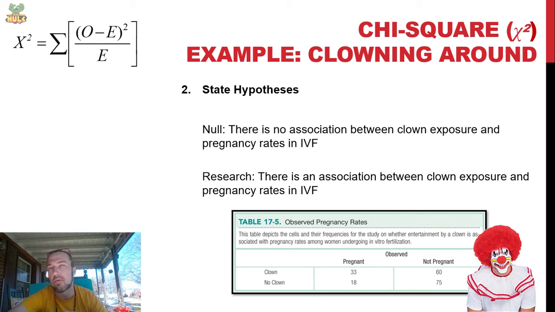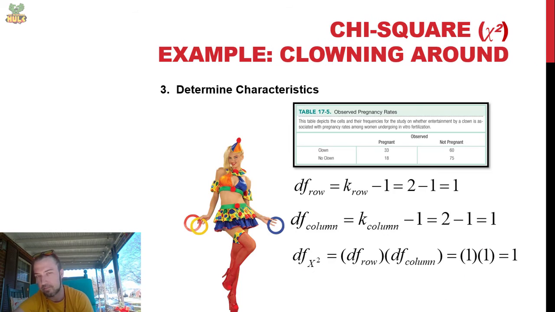The dependence that we predict with our research hypothesis is that there is an association between clown exposure and pregnancy rates. Specifically, we probably would predict then that there's an effect such that those who are exposed to in vitro fertilization are more likely to become pregnant if exposed then to a clown as well.